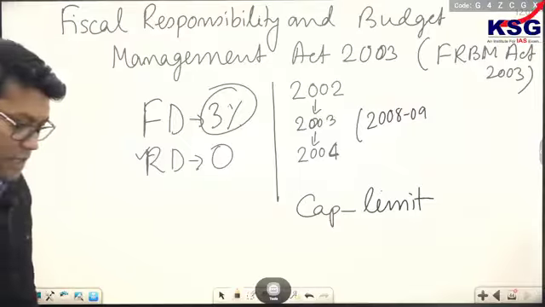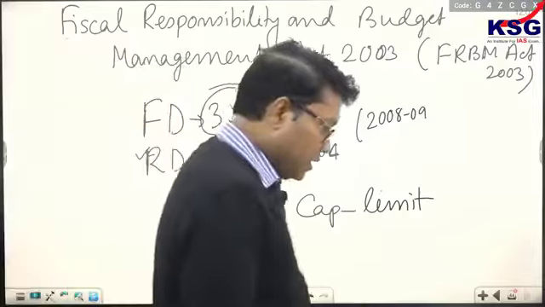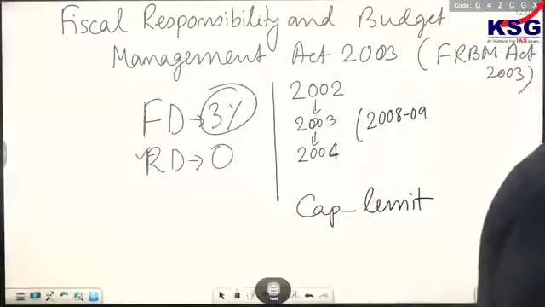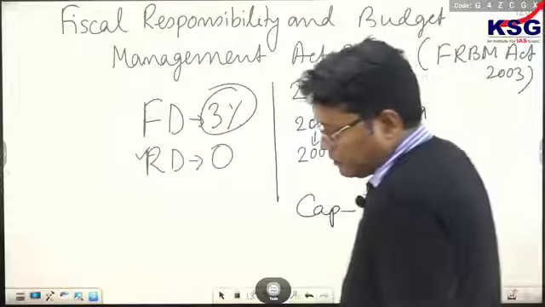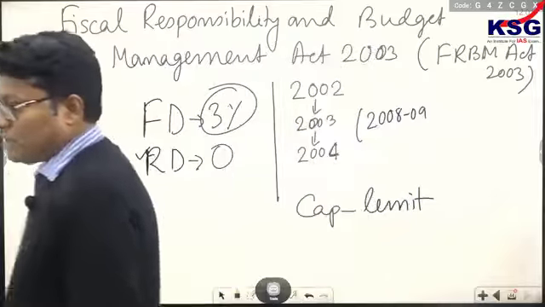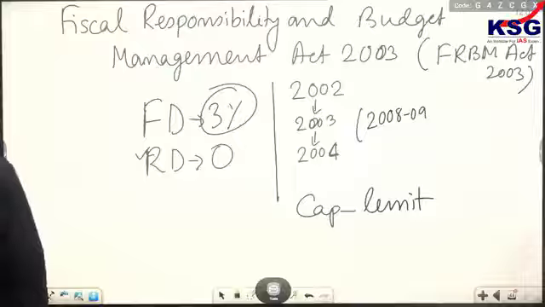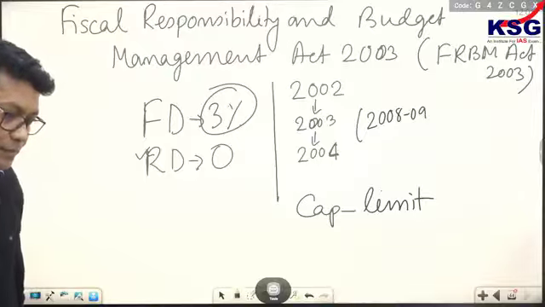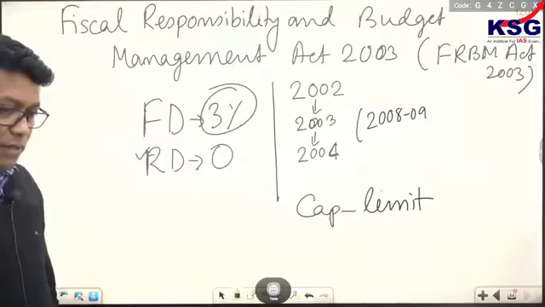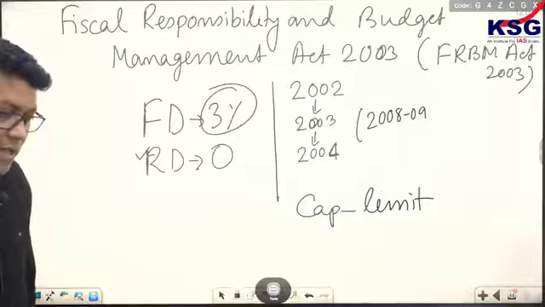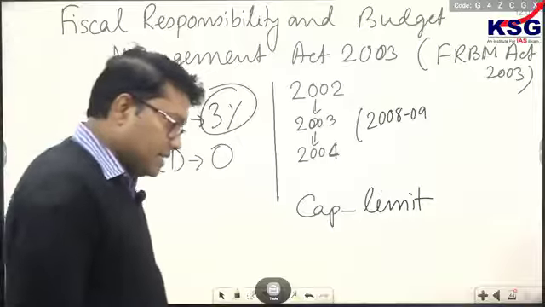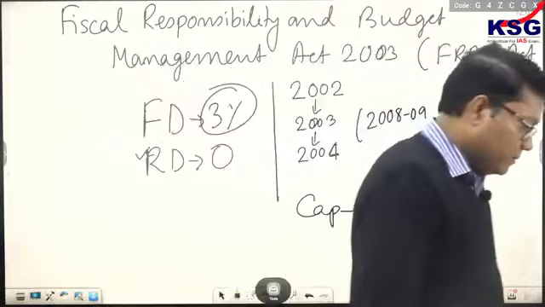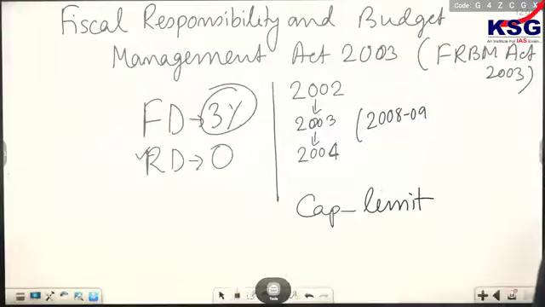Second statement, medium term fiscal policy statement. And third one, write fiscal policy strategy statement. Clear?